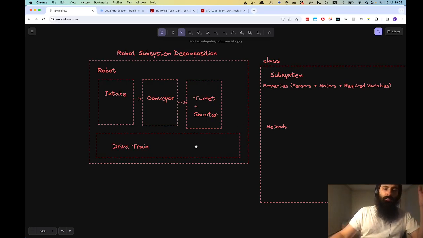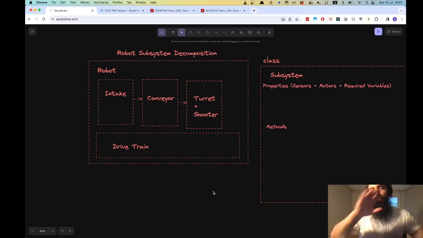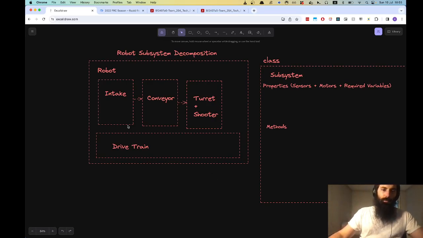So as you can see here, this is a highly simplified view of any robot, let's say a robot that just shoots balls or game pieces into a target. So we can think of it as a drivetrain, an intake, this indexer conveyor system, which takes the game element from the floor or from the intake into the shooter, and then the shooter. And we are trying to get to a place where we have a framework for conceptualizing any subsystem, whether or not it is an intake, a drivetrain, a conveyor, or so on.